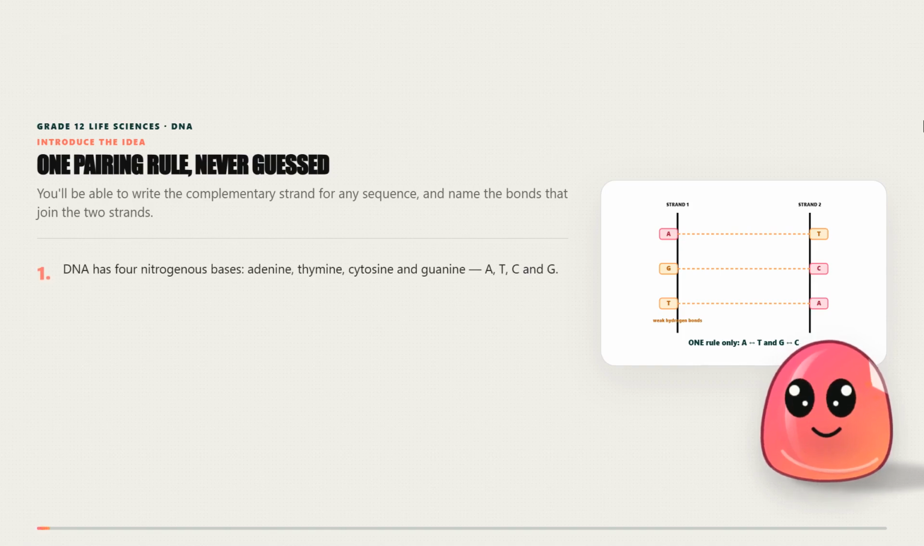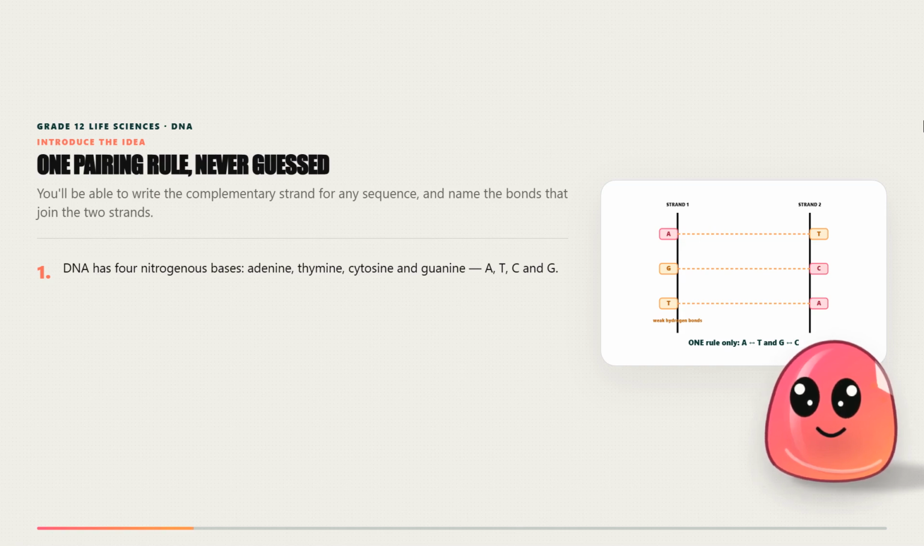By the end of this part, you will be able to write the complementary strand for any sequence and name the bonds that join the two strands. Here's the key idea. DNA has 4 nitrogenous bases: adenine, thymine, cytosine and guanine, A, T, C and G.